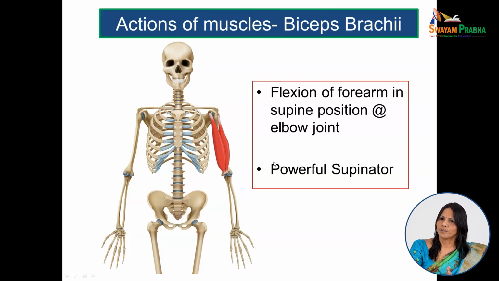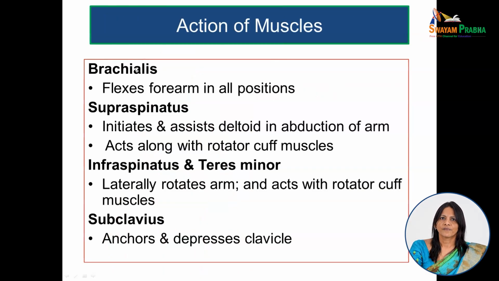So, abduction by deltoid, supination by biceps, and flexion by both brachialis and biceps, because brachialis is the workhorse of flexion of the forearm. It flexes the forearm in all positions, whether in extended position, flexed position or mid-flex position. The brachialis takes care of the flexion of the forearm at the elbow joint. So, flexion will be affected if brachialis is paralyzed.